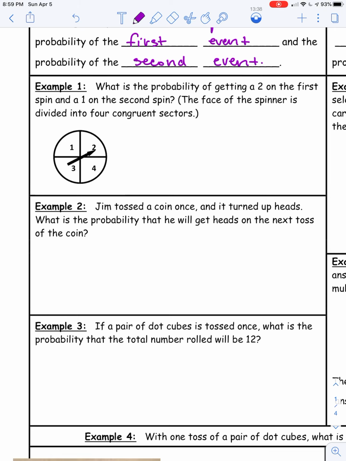So first of all, let's write the probability of, what did we say, 2 and 1? Of spinning a 2 and a 1 in that order. Okay, so I'm going to spin it twice. What's the probability of getting a 2 the first time I spin it and the probability of getting a 1 the second time we spin it?